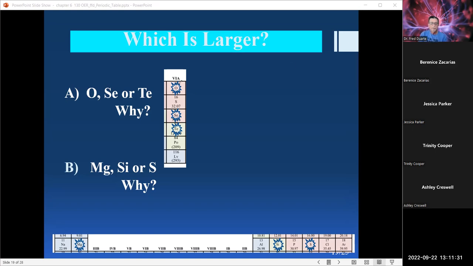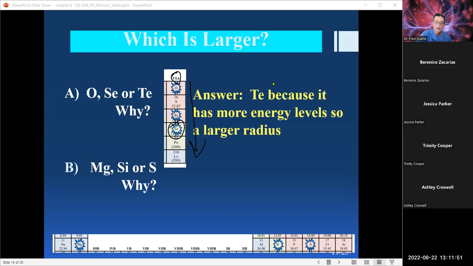All right, we find them and we see that they're in group 6A. And so that means we're going down the periodic table. We can say that the last one here is much bigger simply because its valence electrons are in the larger energy level. And so it is much bigger.